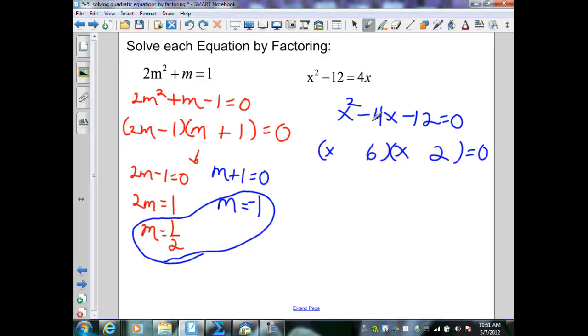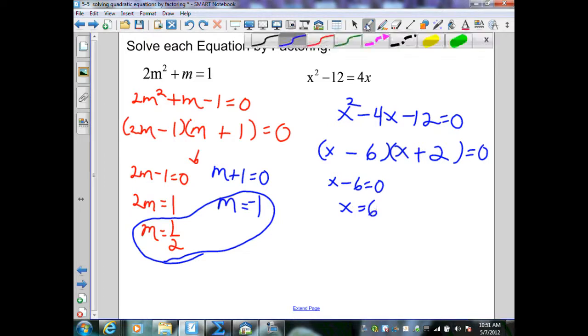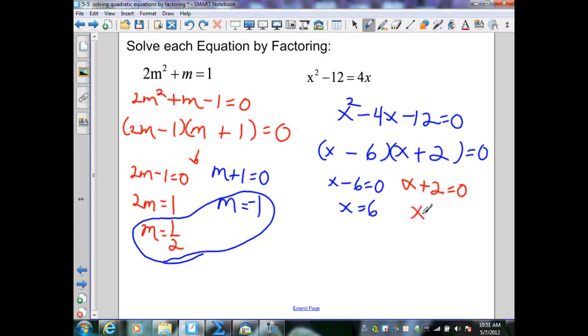Since I need a minus for my middle term, this will be a minus and a plus, minus 6 plus 2. Using the zero factor property, x minus 6 equals 0. Therefore, x equals 6 when I solve. And x plus 2 equals 0. Solving, I get x equals a negative 2. Possible solutions, x equals 6, x equals a negative 2.